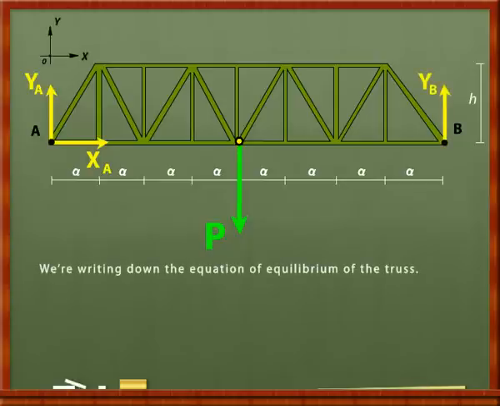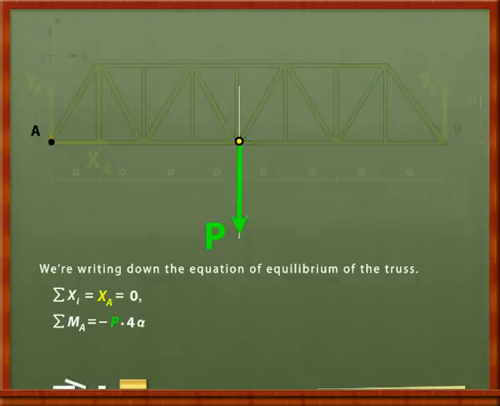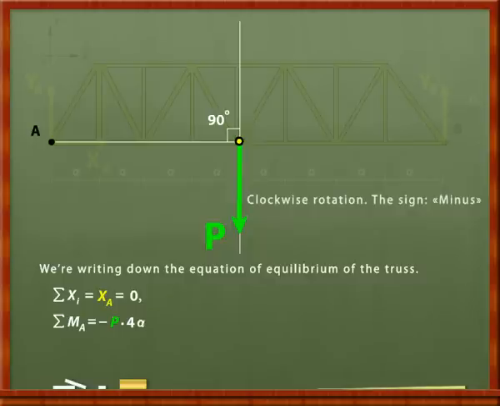The sum of all forces projections on the x-axis is XA equals zero. The sum of moments about the point A is negative P multiplied by 4A. We're drawing a line of action of a force. We're dropping a perpendicular on it from the fixed point. Perpendicular length is equal to the moment arm. We're taking the moment with negative sign.